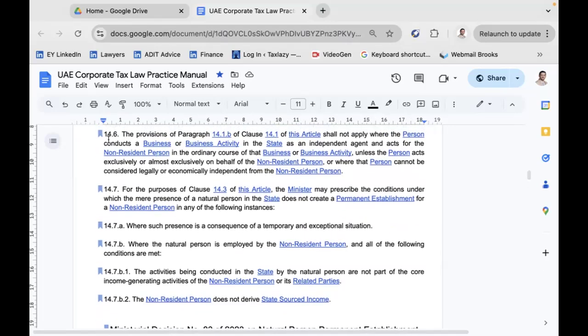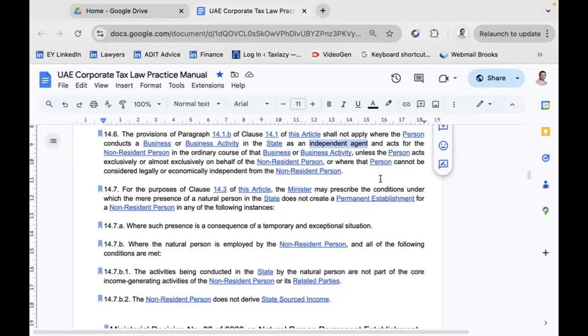Anyways, then I think the last area, Article 6 in the permanent establishment, says the provisions of paragraph 1, clause 1, paragraph B shall not apply where the person conducts a business or business activity in the state as an independent agent. Great point raised here. So remember, guys, what is the difference between a dependent agent and an independent agent? So like I am doing stuff on behalf of a company in Pakistan or India, for example, and I am getting paid as well, but I am not entirely dependent on them.